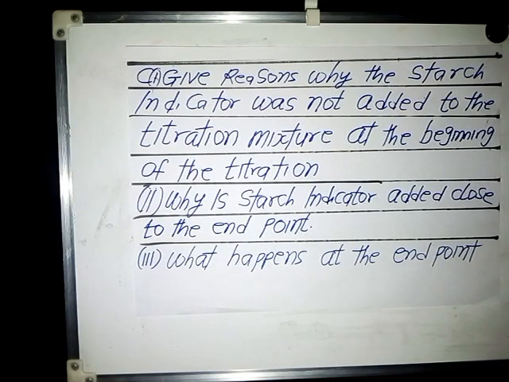So that is the reason why the starch indicator was not added to the titration mixture at the beginning of the titration, because it will form a complex. It will form a strong complex, or it will bind too strongly to the iodine, thereby giving an inaccurate result.